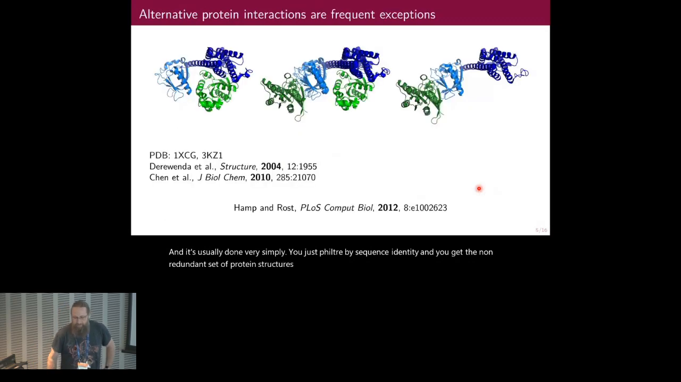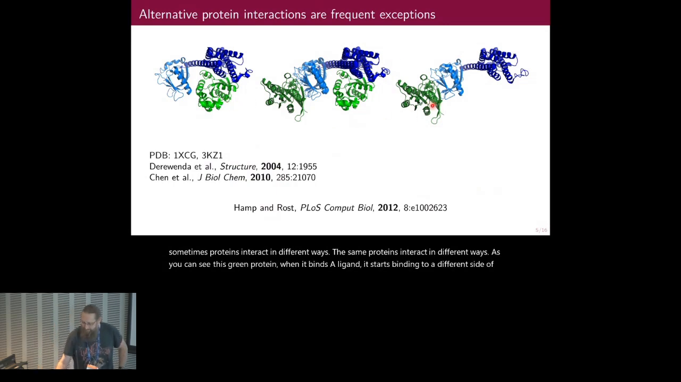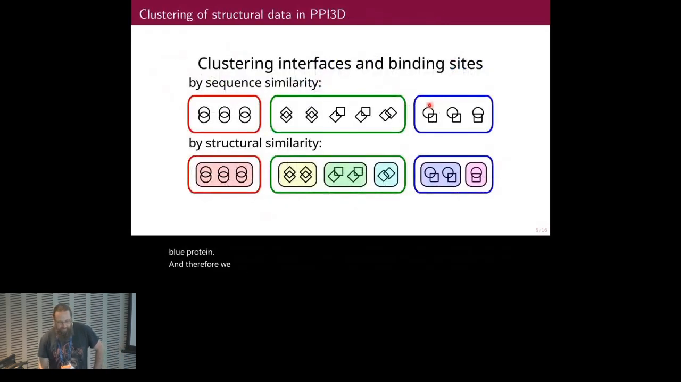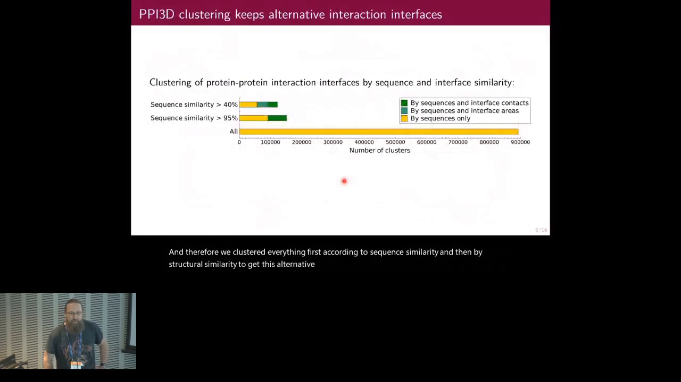But it's a different case with interactions, because the same proteins sometimes interact in different ways. As you can see, this green protein, when it binds a ligand, starts binding to a different site of the blue protein. Therefore, we clustered everything first according to sequence similarity, and then by structural similarity to get these alternative interactions. It effectively reduces the redundancy.